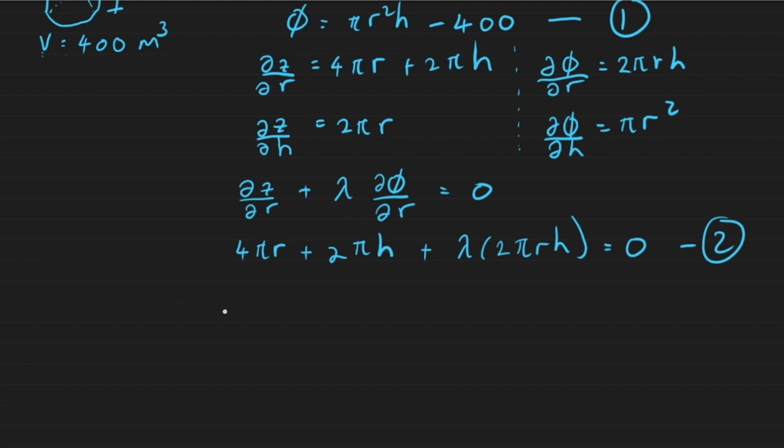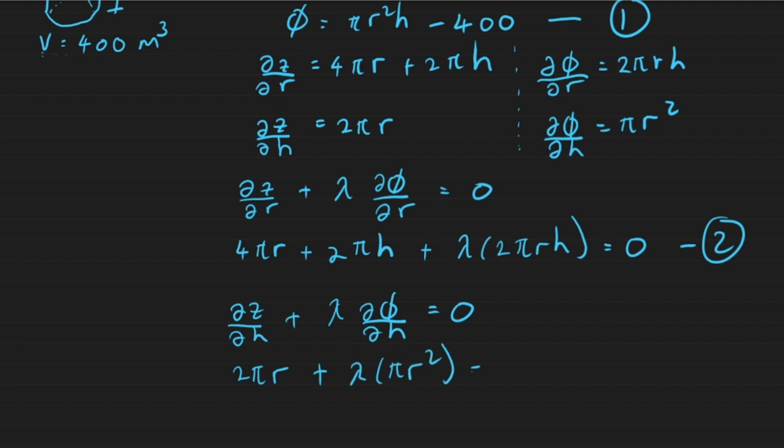Then for the third equation, we have the partial of z with respect to h plus lambda times the partial of phi with respect to h equal to 0. The partial of z with respect to h is 2 pi r, plus lambda times the partial of phi with respect to h. The partial of phi with respect to h is pi r squared. And this is equal to 0.